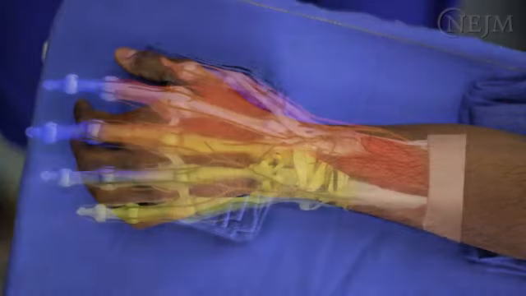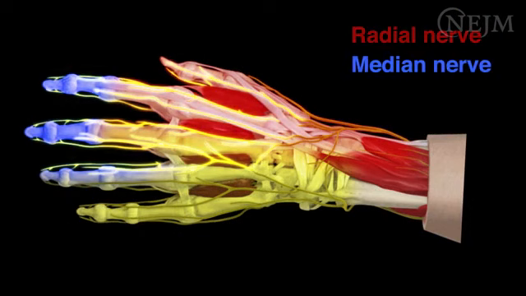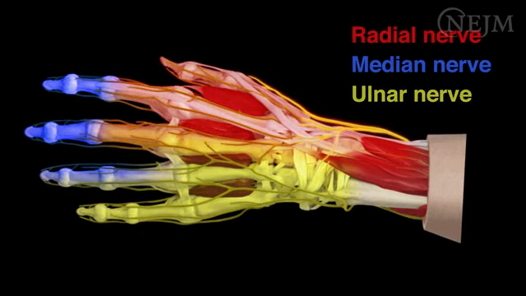Three nerves innervate the hand: the radial, median, and ulnar nerves. The superficial branch of the radial nerve divides into terminal branches at the wrist and provides sensation to the dorsal surface of the wrist, the radial styloid, and the anatomical snuff box. The sensory distribution of the radial nerve is shown in red.